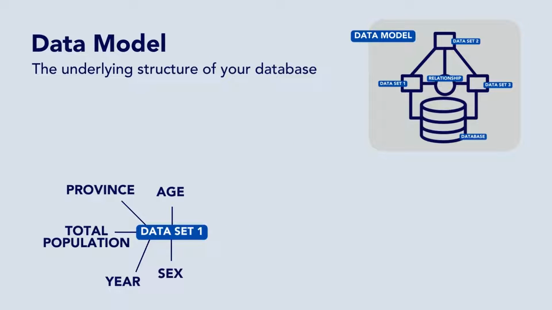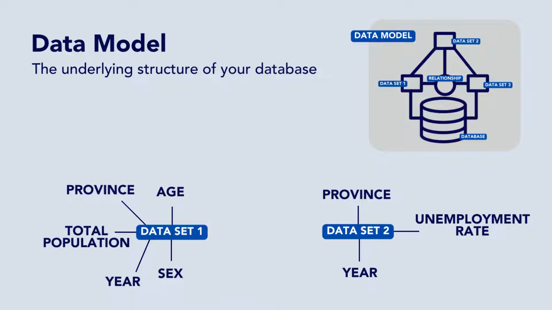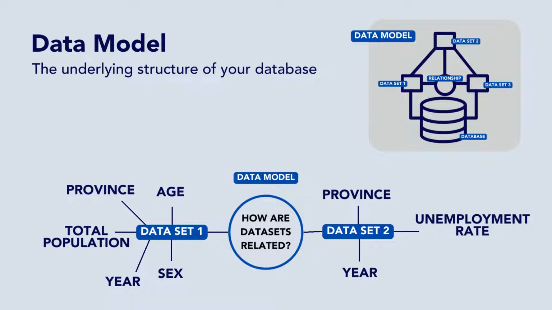For example, dataset 1 includes variables age, sex, and total population and is organized by reference period and geography. Dataset 2 includes a different variable, unemployment rate, by reference period and geography. The data model indicates how these two data sets are related to each other and helps to manage your comprehensive database. In this case, dataset 1 and dataset 2 are related by reference period and geography.